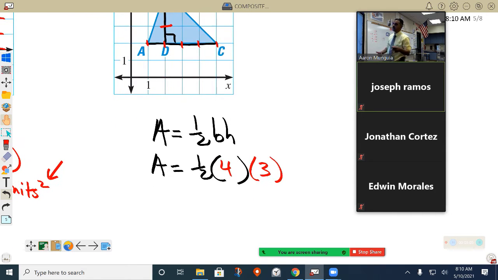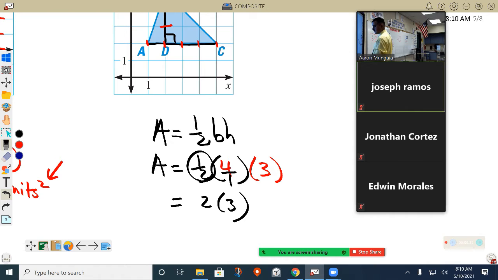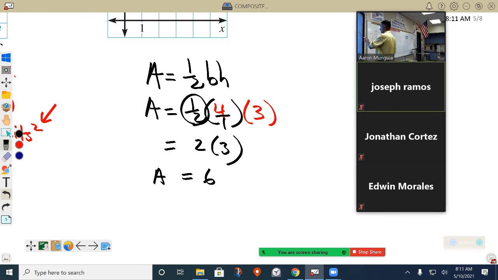Let's see what square units fit inside the triangle now. Watch. So 1/2 times 4 is the same as, whenever you multiply 1/2 by a number, it's the same as the number divided by 2. So 4 divided by 2 is 2. And then 2 times 3 is 6. So we have an area, ladies and gentlemen. Actually, there's no ladies today, just gentlemen. The area is 6. Watch this now. 6 square units.